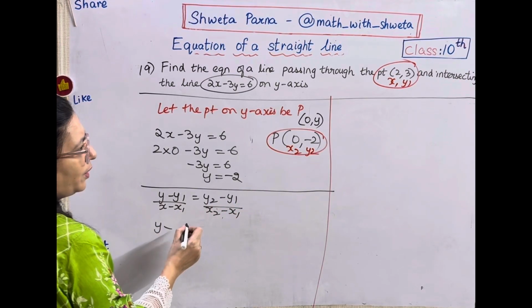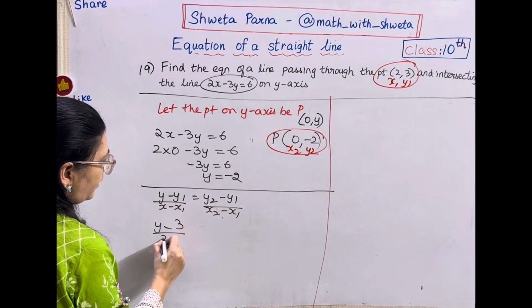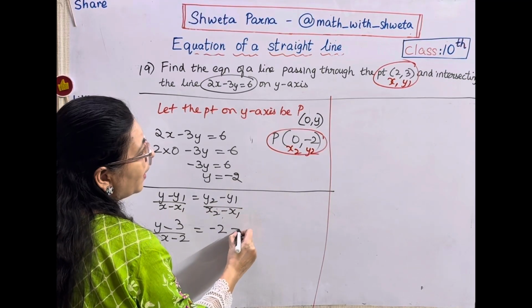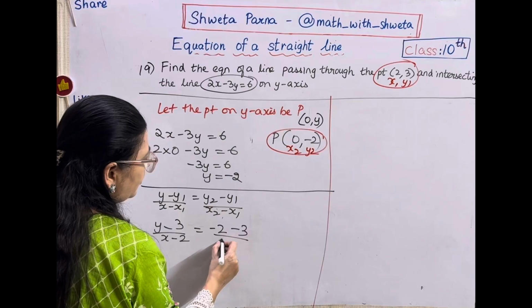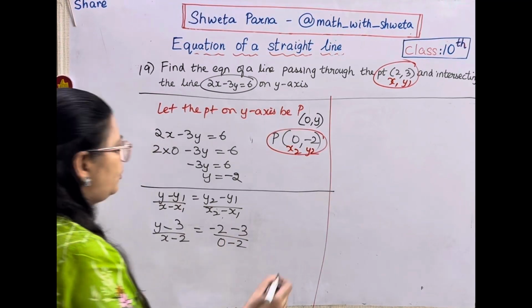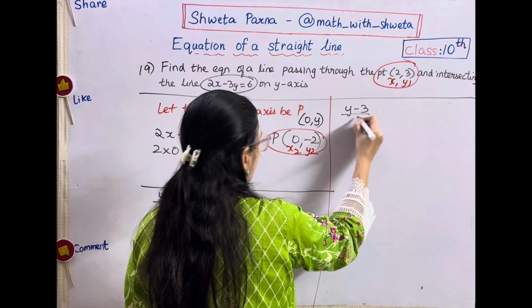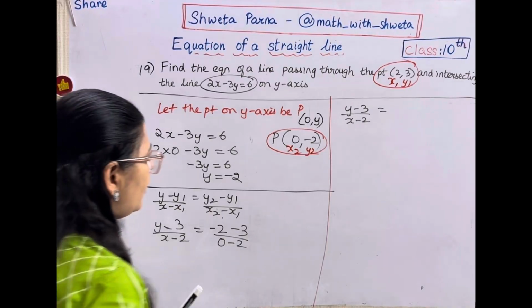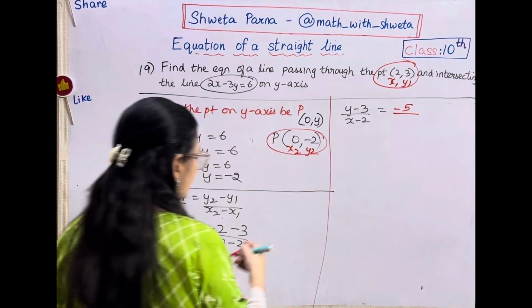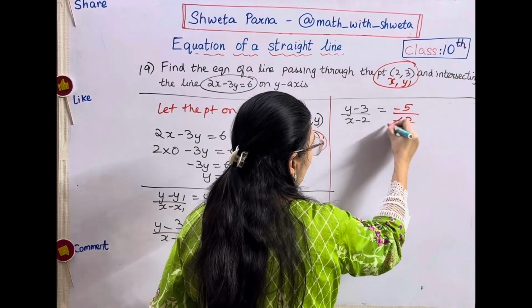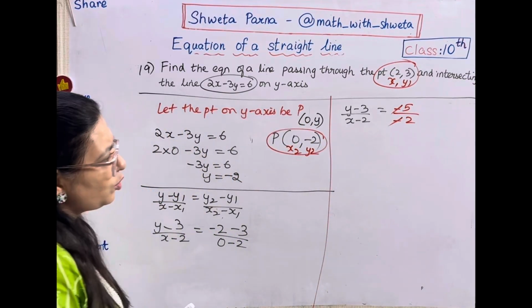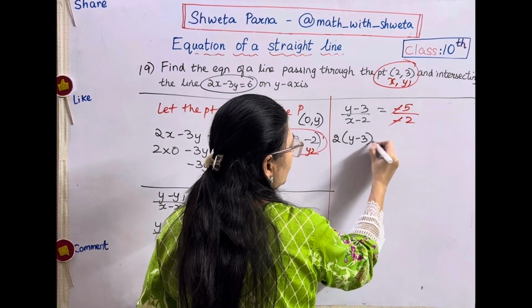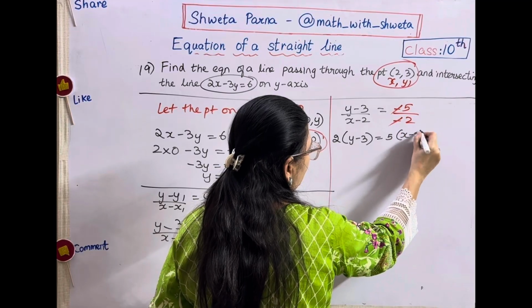So, y minus, what is y1? 3, upon x minus, what is x1? 2, is equal to y2 is minus 2 minus 3, and x2 is 0 minus 2. So, this will become (y minus 3) upon (x minus 2) is equal to (minus 2 minus 3) which is minus 5, upon (0 minus 2) which is minus 2. So, minus and minus gets cancelled. Now, you will cross multiply. When you cross multiply, you will get 2 into (y minus 3) is equal to 5 into (x minus 2).